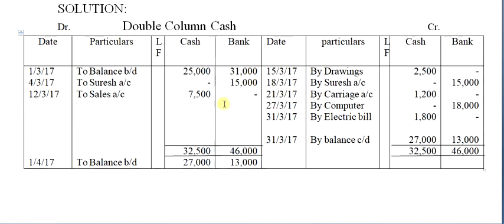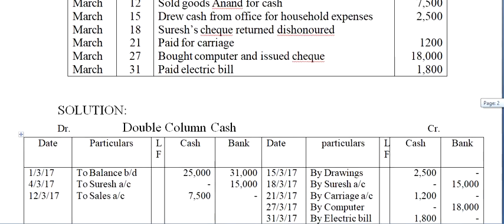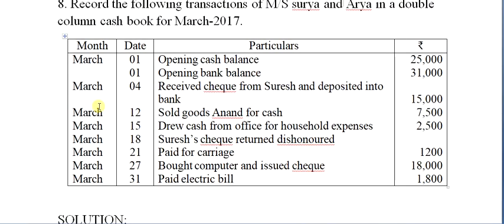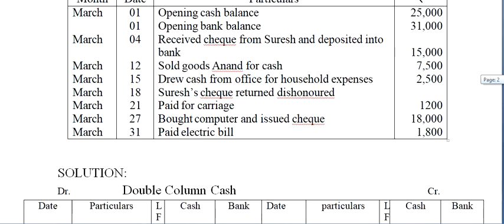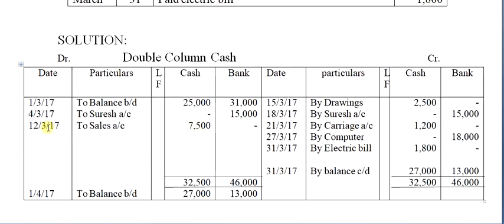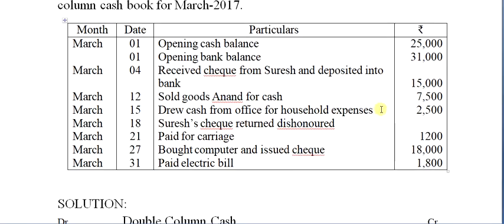How much are we considering? 15,000. Next, what is given? March 12th sold goods to Anand for cash 7,500. We are selling the goods to Anand for cash, so we require only the cash transactions here. Automatically it increases our cash balance on 12th March 2017, to sales account, by 7,500.